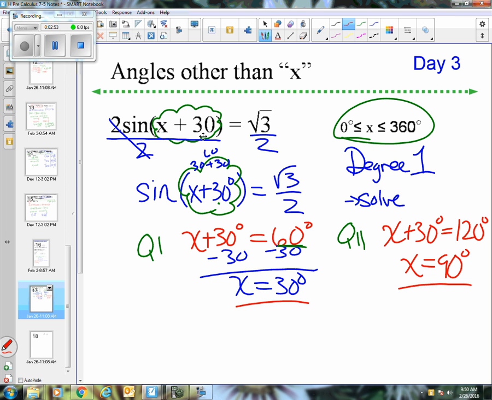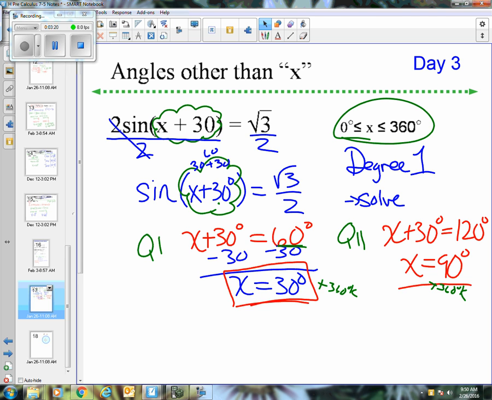Now, if it had been principal values, we would have only needed that first value in quadrant 1. If it were all values, each of these would have your plus 360k, because that would be showing that it's everything. So it just depends on what your domain is, what kinds of solutions you're looking for. So for angles other than x, still solve. Just do your degree 1 solving, but then we can figure out what x has to be because we know what the value of those angles have to be. So we'll try one more of those.